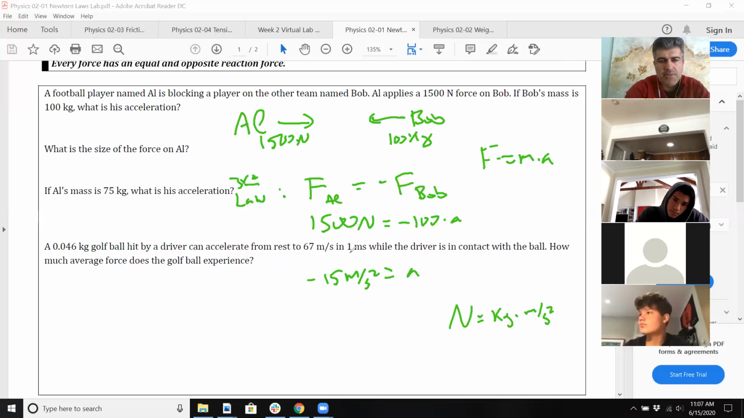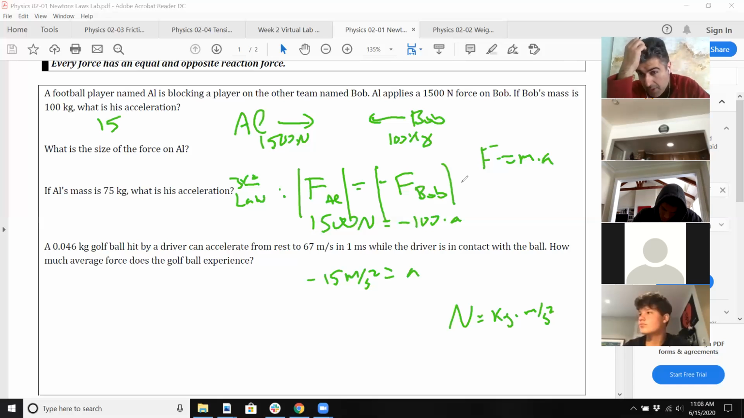You could just say it's 15 too. I don't really care if you give the direction so much, but you could also say this too. That's also true. The magnitude of the forces will be the same, so the absolute value, so you can keep it positive if you wanted to. The size of Al's force obviously was 1500 newtons.